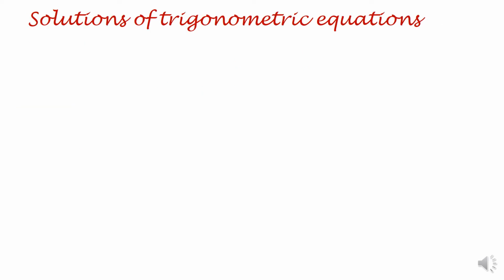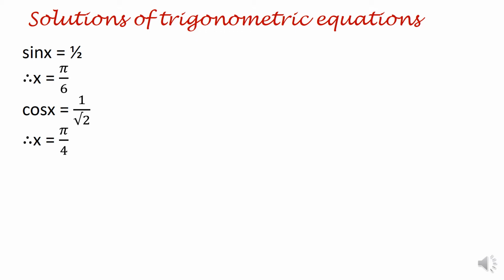So how do we find the solutions of trigonometric equations? When we write an equation, we have to find the solution, right? For example, if we write sin x is equal to half, in simplest terms, we know that sin 30 is half from our past knowledge. Thus, we can write x as 30 degrees or in radians, it is pi by 6 radians. Similarly, if we have cos x is equal to 1 upon root 2 as an equation, we know that cos of 45 is 1 upon root 2. Thus, we can write x as 45 degrees or pi by 4 radians.